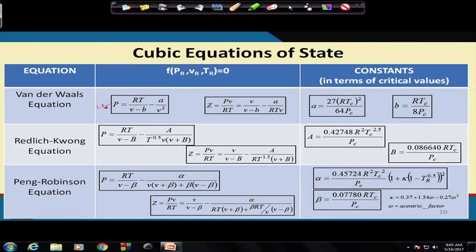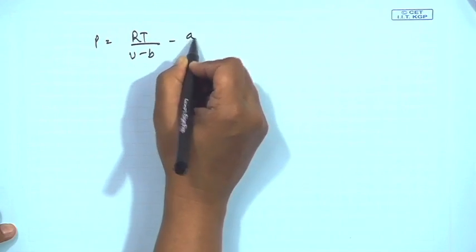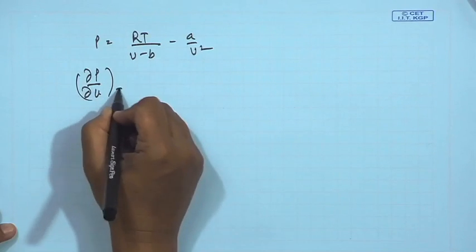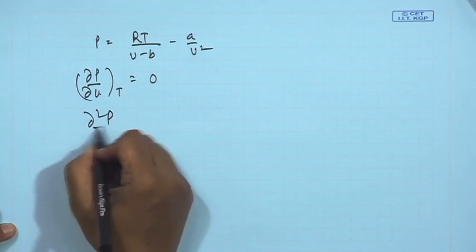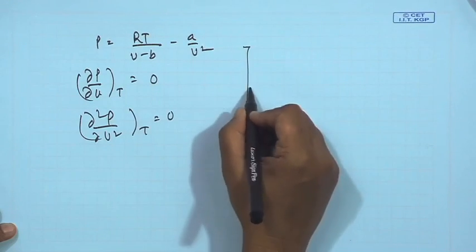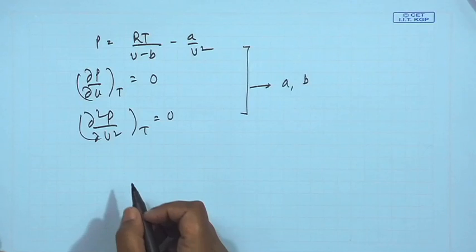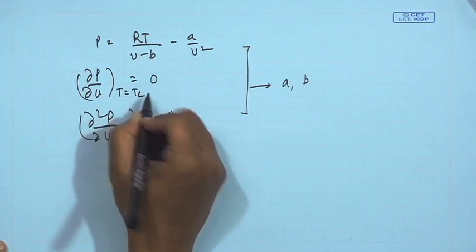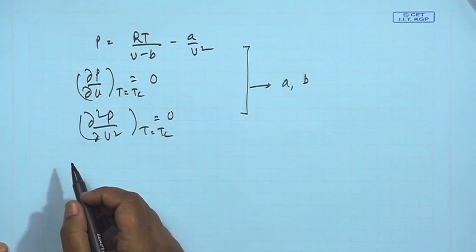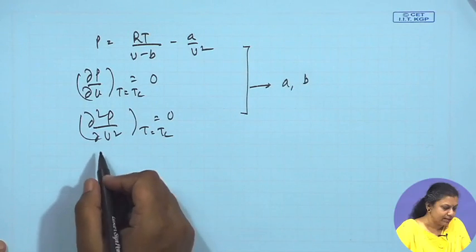Say for instance, if you take up the van der Waals equation of state, this is the equation. So, we have one equation as P equals RT by V minus B minus A by V square. We can have another equation if you differentiate it. This can be one equation, this can be the other equation. So, from these 3 equations, we should be in a position to find out A and B. And these are at T equals Tc.